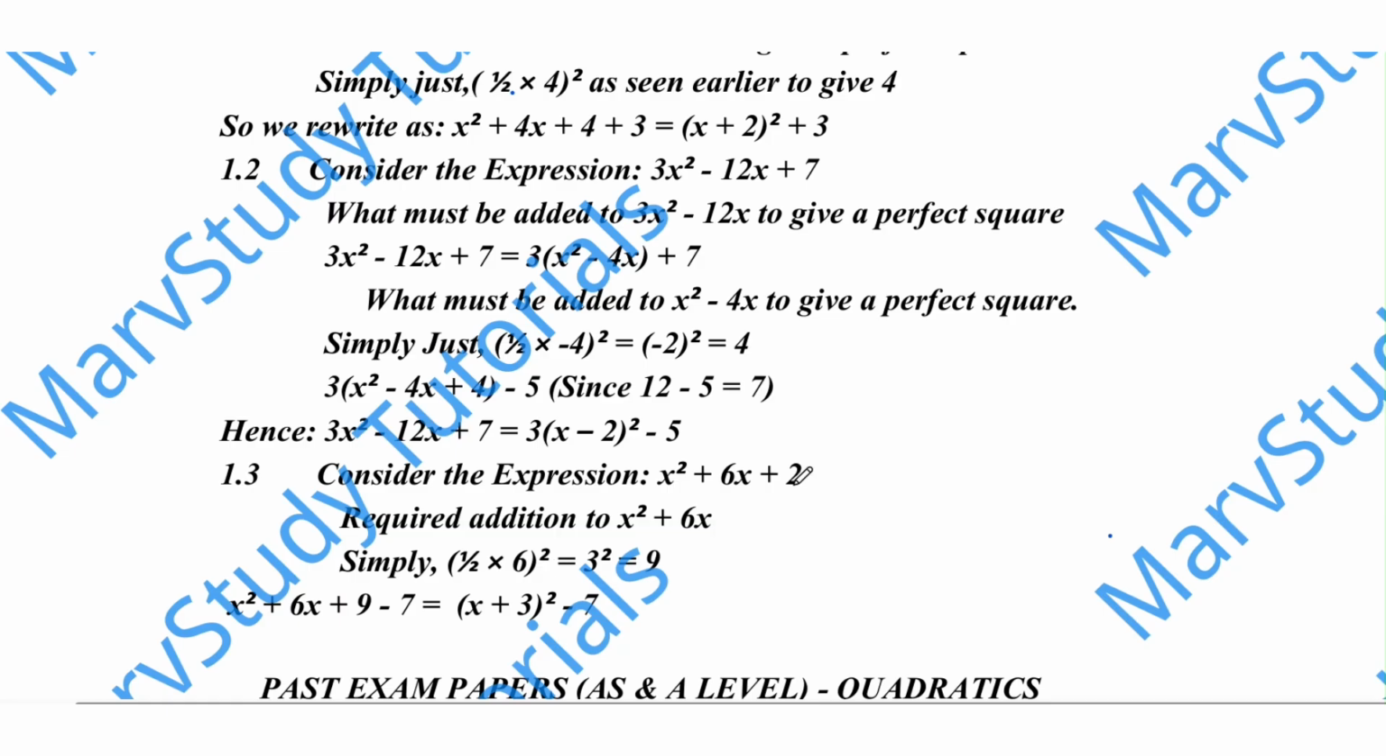So we have to subtract 7. 9 minus 7 is going to give us what? Plus 2. So we're going to write it as x plus 3 all squared, minus 7. This x plus 3 squared is the same thing as x squared plus 6x plus 9, then minus 7.